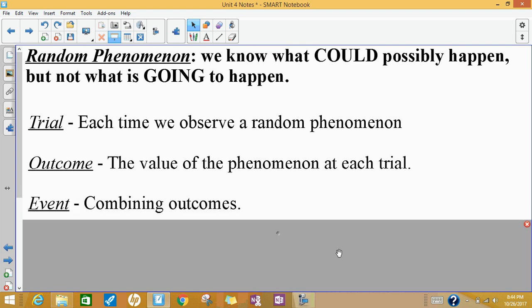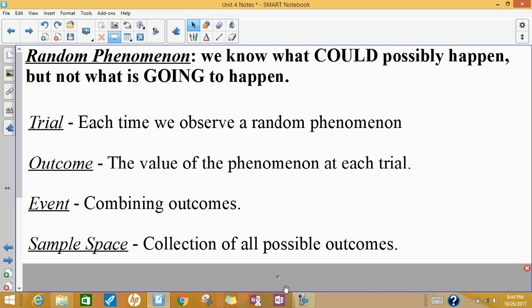An event is combining outcomes. So let's say that we flip a coin 10 times. We'd record each flip, so each trial, we would record the outcome, whether it was a head or a tail, and then combining those 10 outcomes, we can call that an event. So the event was flipping a coin 10 times, and then all of the outcomes that came from that.